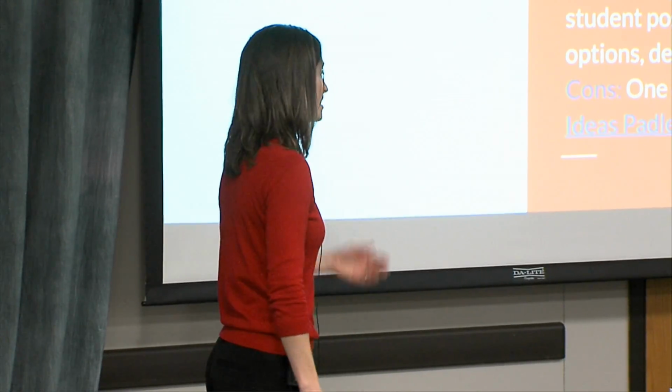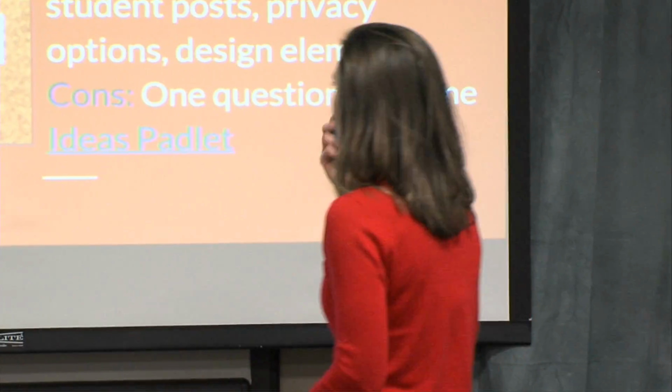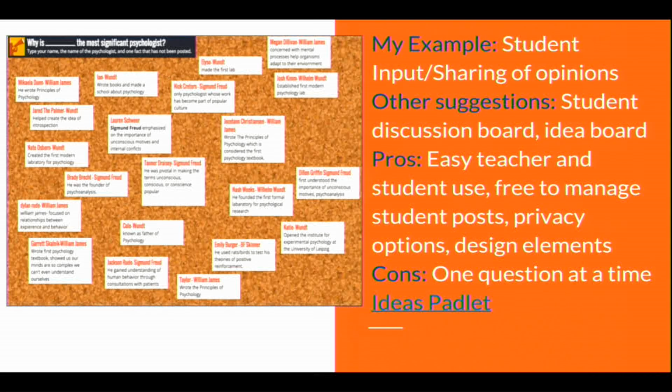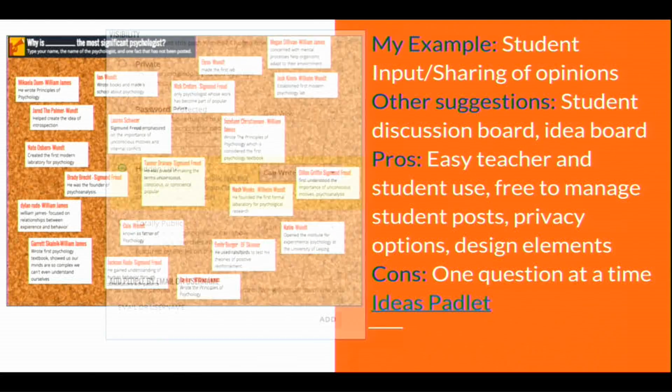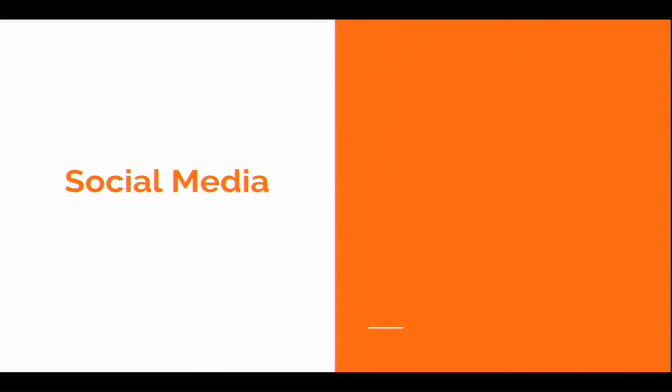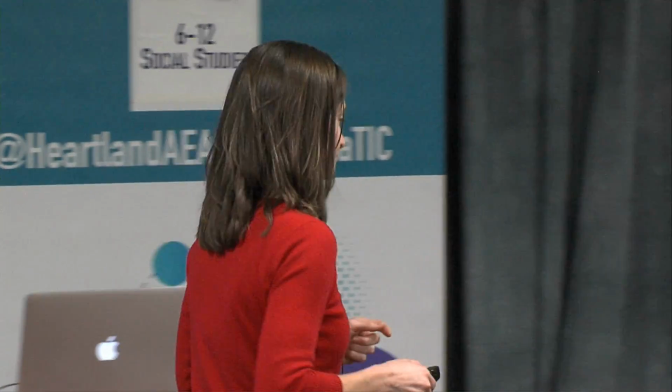And then for this one, I didn't have a lot of other cons, just because for what you want out of it as a student discussion board, it's pretty simple. All right, and then there's an example. Let's see, this one. So still in psychology class, I did, why is blank the most significant psychologist? And then they put their name, and then you can see she put Sigmund Freud, and then she put why. And so then you can see my example of how they put different ideas and opinions out there that maybe they wouldn't otherwise.